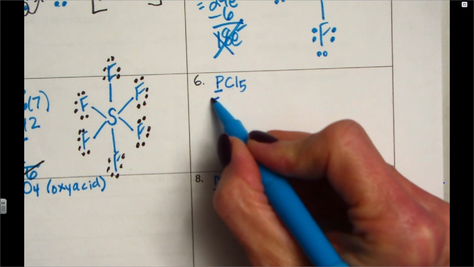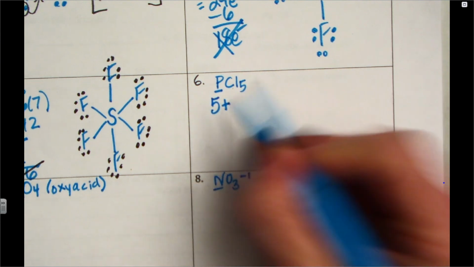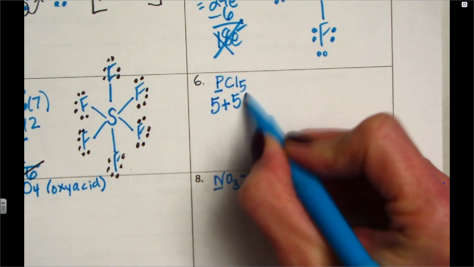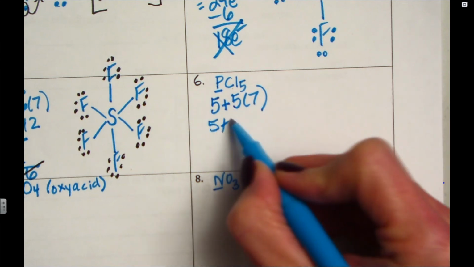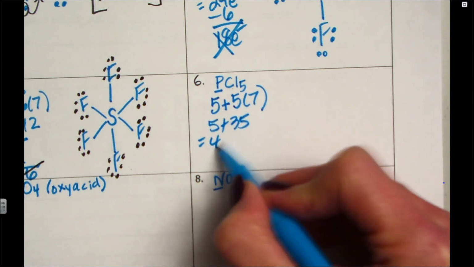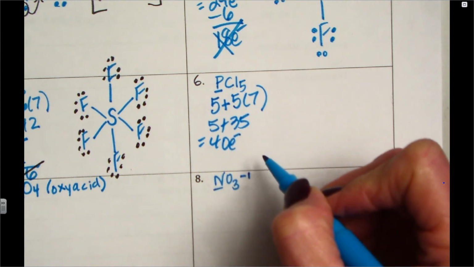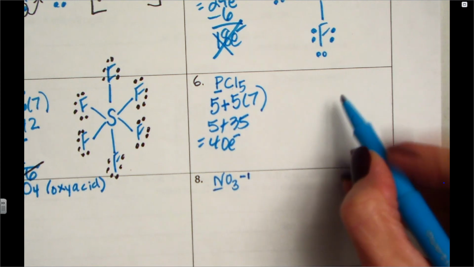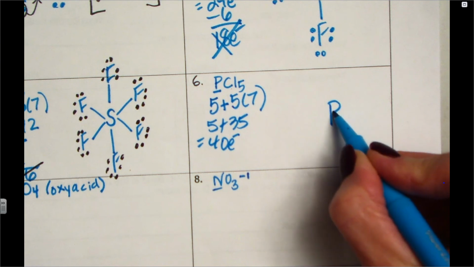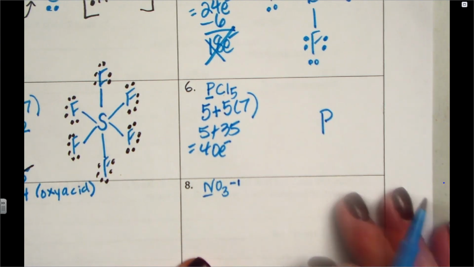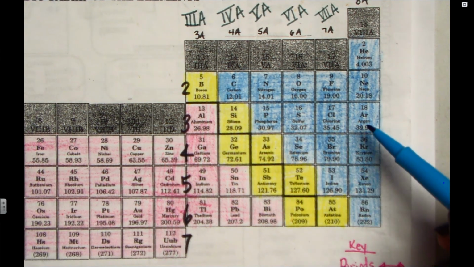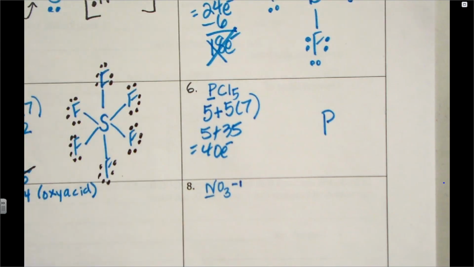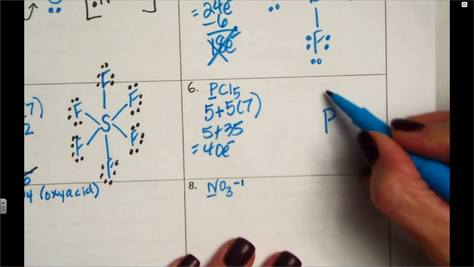Phosphorus is in group 5A. So he has 5 valence electrons. There are 5 chlorines, and they have 7 valence electrons apiece. So that's going to give me 5 plus 35, which is a total of 40 electrons. All right, so we're going to put our phosphorus down first, and we have 5 chlorines to attach to the phosphorus. So again, look where phosphorus is located. He's also in the 3rd period, so any element in the 3rd period and beyond is going to be able to accommodate those extra electrons if it needs to.